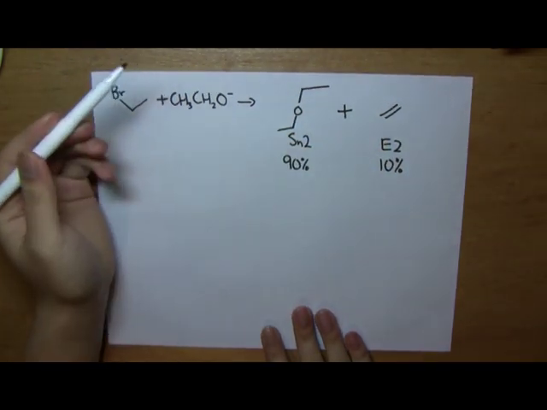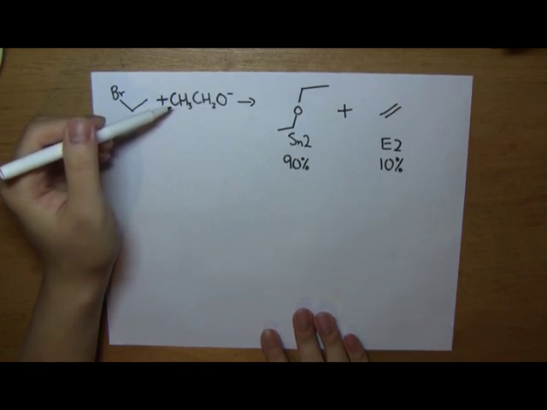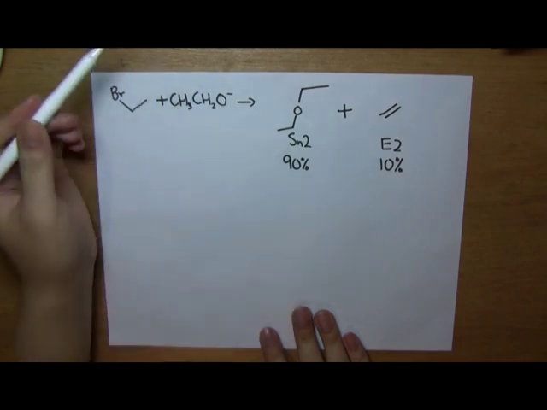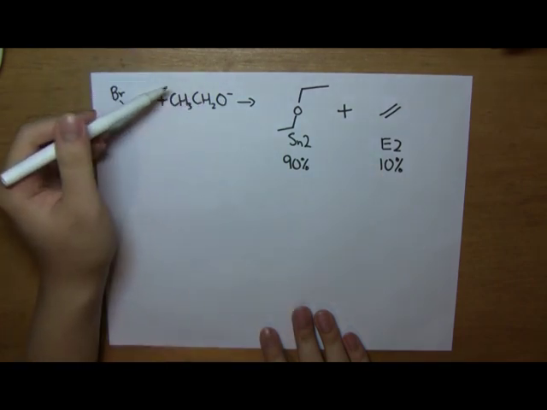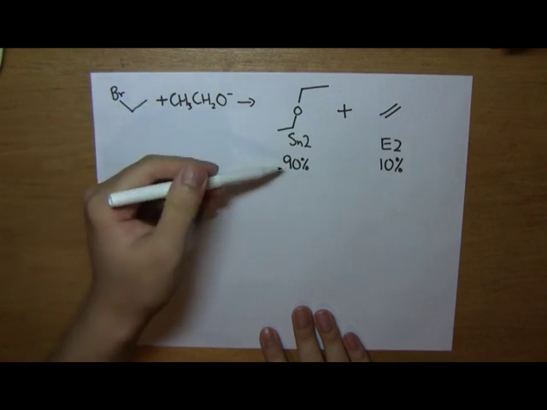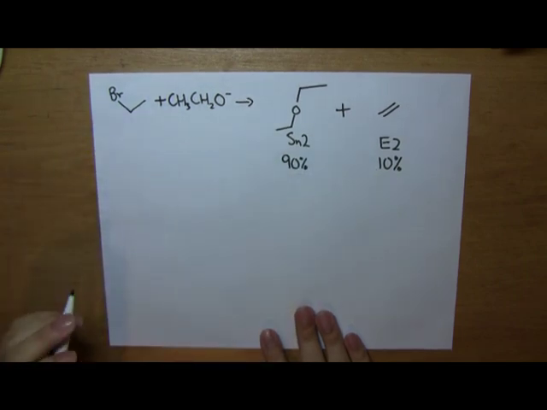Now, this ratio changes if we use something that is a weaker base. If it is a weaker base, we should expect that elimination should happen to an even less extent, because the base would have a harder time taking off a hydrogen here. So we should expect that a ratio would be about 95% SN2 and only about 5% E2.